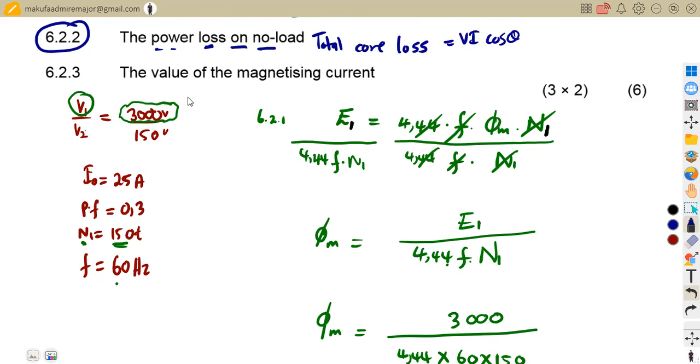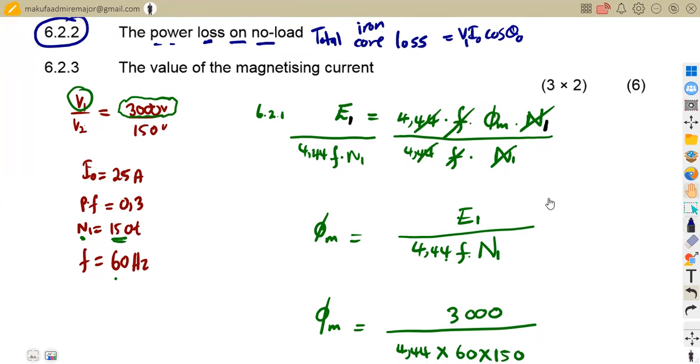But since we are working with a no load current, this theta is the power factor at no load. This current is the current at no load. The voltage is our input voltage. So when dealing with the power loss, we are talking about the total core loss, or the total iron loss, that is taken from the true power in this case.